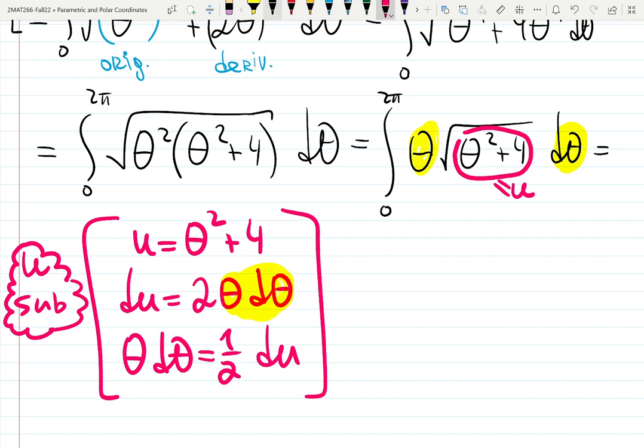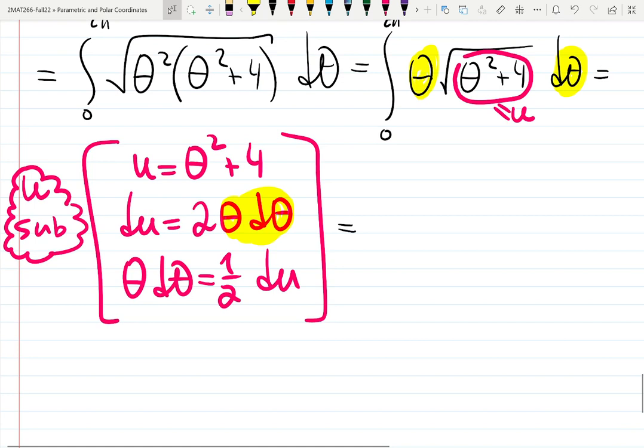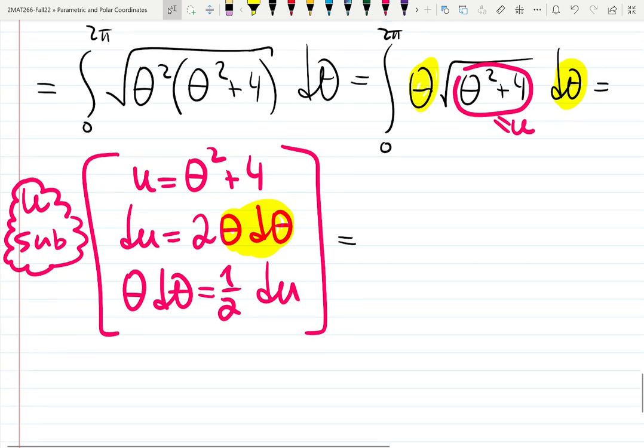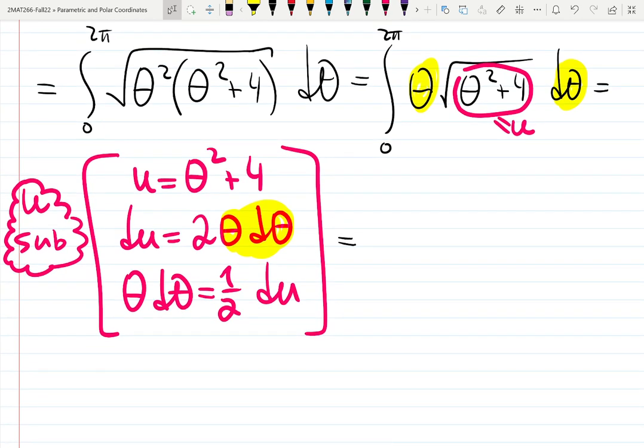Plug the first equation and the last equation into the formula. How about the limits of integration? Technically speaking, you're supposed to change them. Actually, they might be better if you change them. Then it will be like no theta anymore. Let's change them. 0 becomes 4. Kind of looks better than theta squared plus 4.